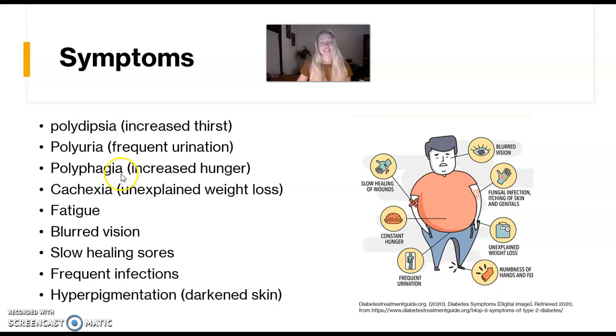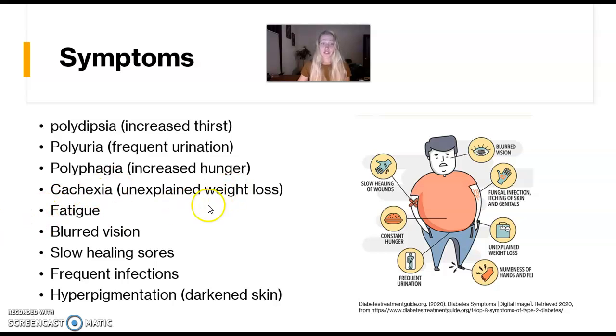You are going to have a lot of increased hunger, known as polyphagia. And that's because you're not absorbing the nutrients from your food. You're not absorbing that glucose, that building block of energy that your body needs. So because of that, you're going to be a lot more hungry.